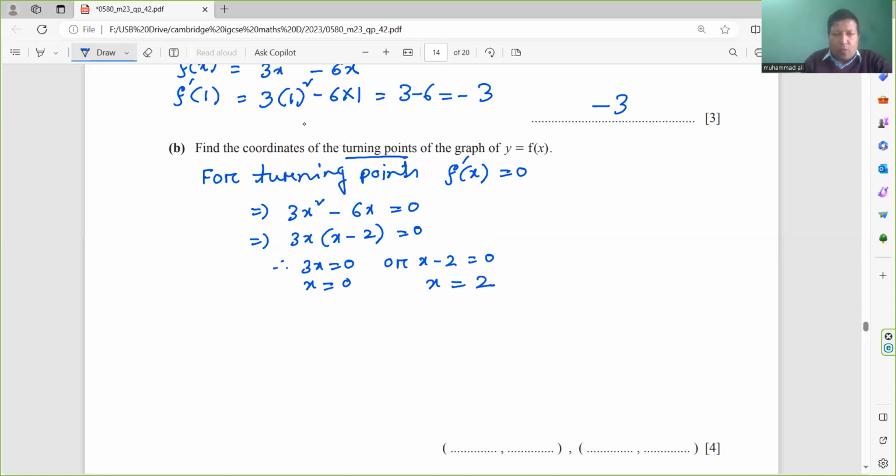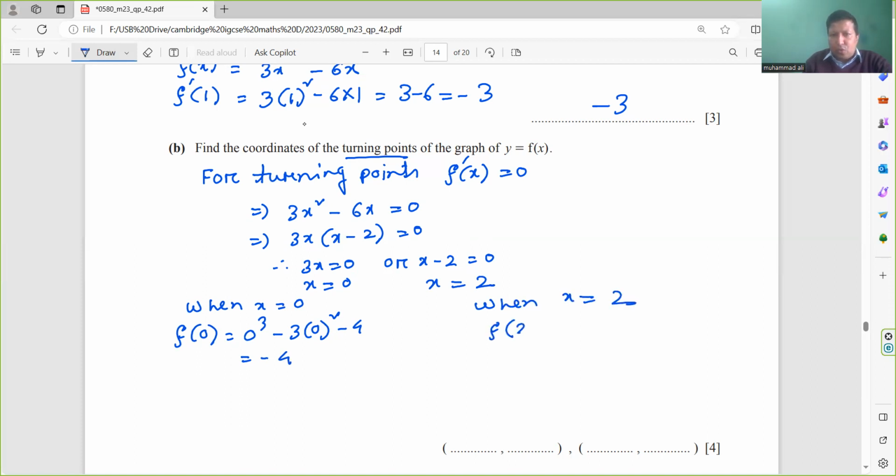Now we want to find out the y value. When x equals 0, f(0) is 0 cubed minus 3 times 0 squared minus 4, that means minus 4. And when x equals 2, f(2): in the function, you have to put the value 2 instead of x. So 2 cubed minus 3 times 2 squared minus 4. It will be 8 minus 3 times 4 minus 4. After subtraction, we get minus 8 here.